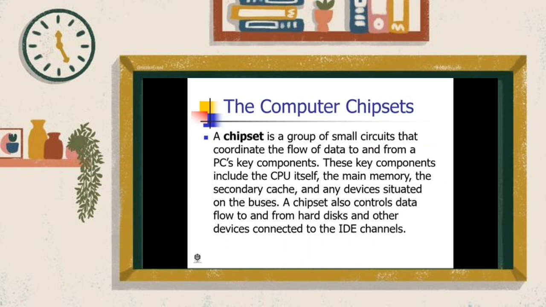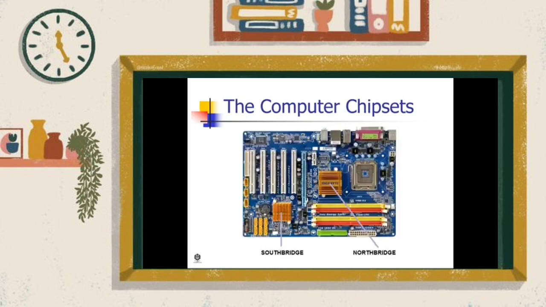The computer chipsets. A chipset is a group of small circuits that coordinate the flow of data to and from a PC's key components. These key components include the CPU itself, the main memory, the secondary cache, and any devices situated on the buses. A chipset also controls data flow to and from hard disk and other devices connected to the IDE channels. A computer has two main chipsets, the North Bridge and the South Bridge.